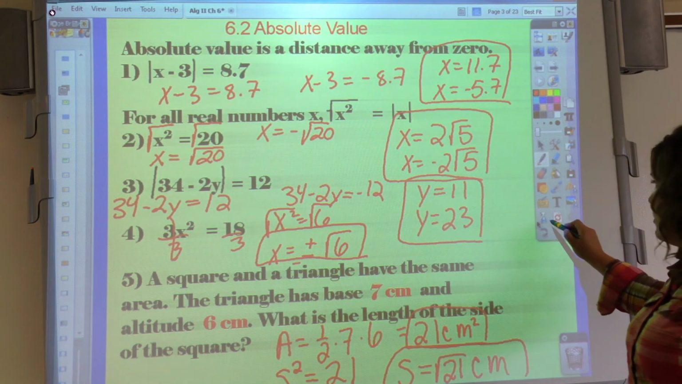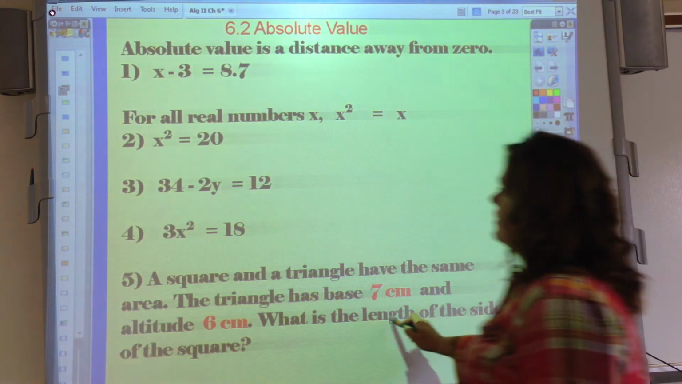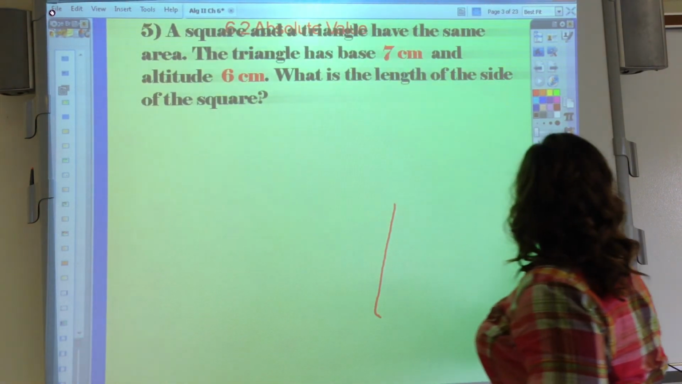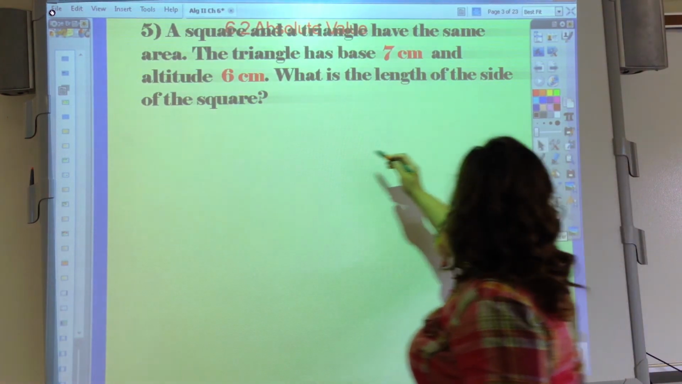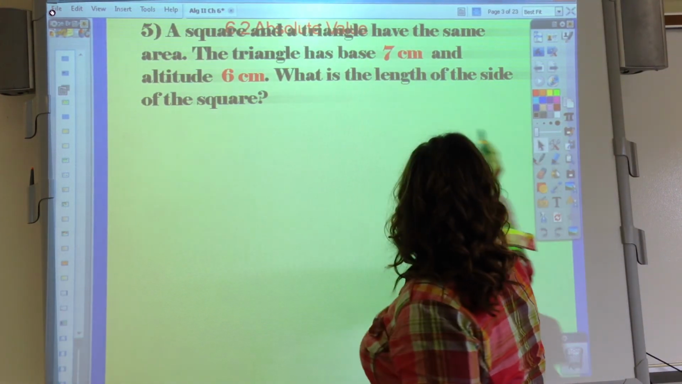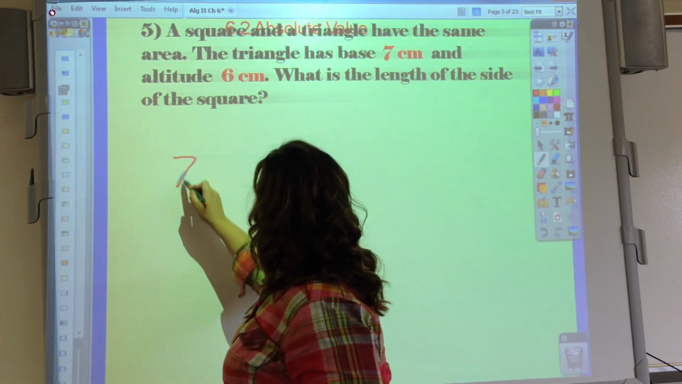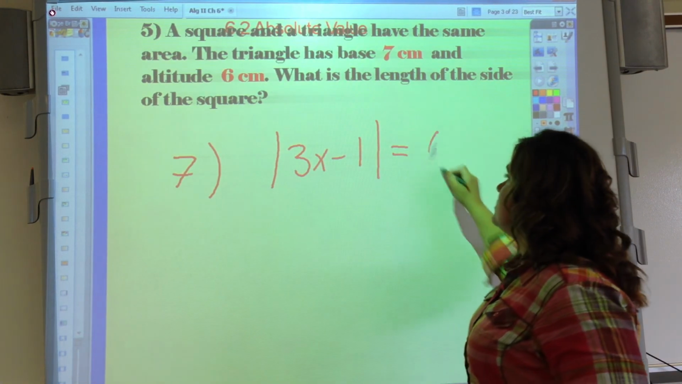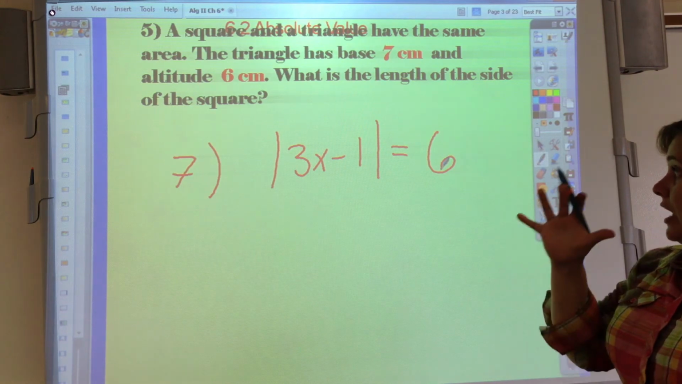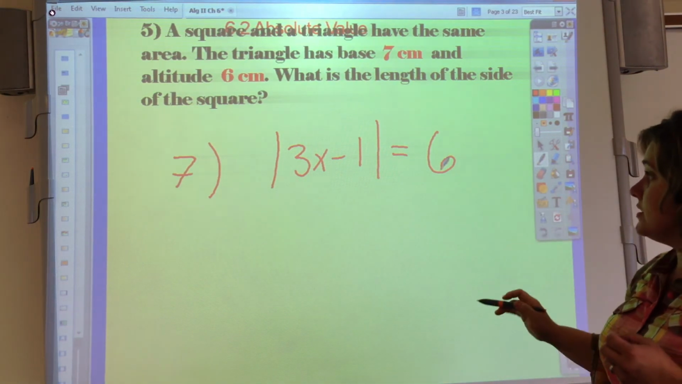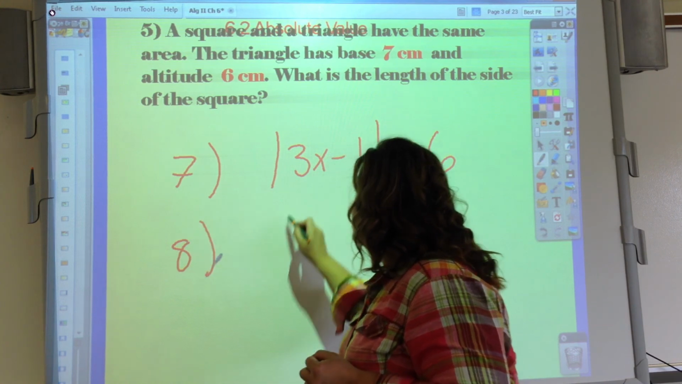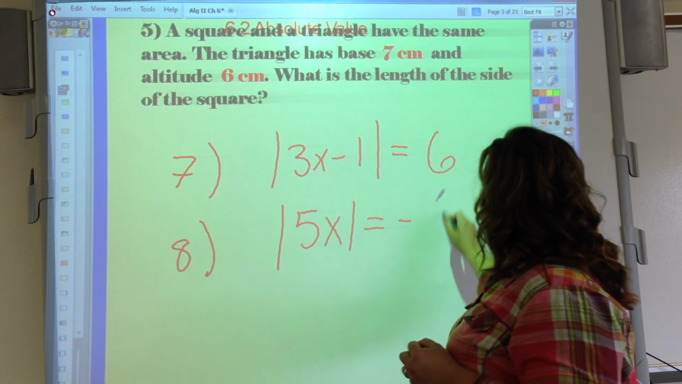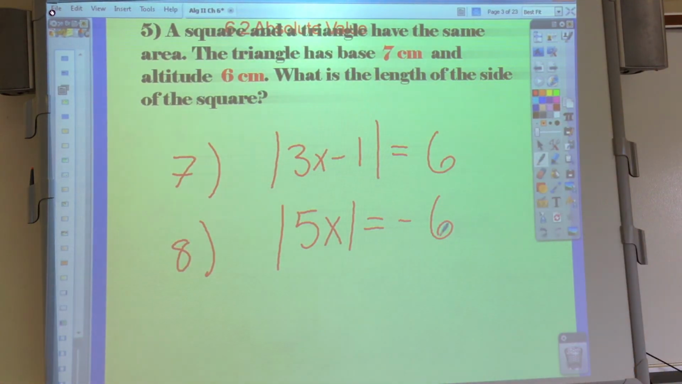For tomorrow, I would like you to try this number 7 on your own. Please solve for x by writing two equations and getting both a negative and the positive. And then I'd also like you to try one that we haven't really done yet. I'd like you to try both 7 and 8, and I will see you tomorrow.